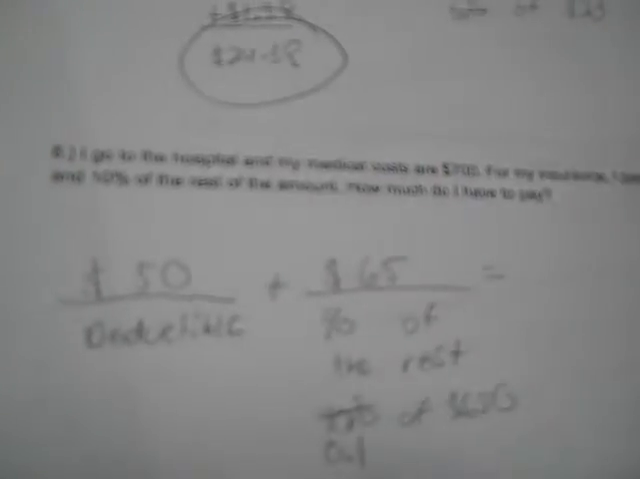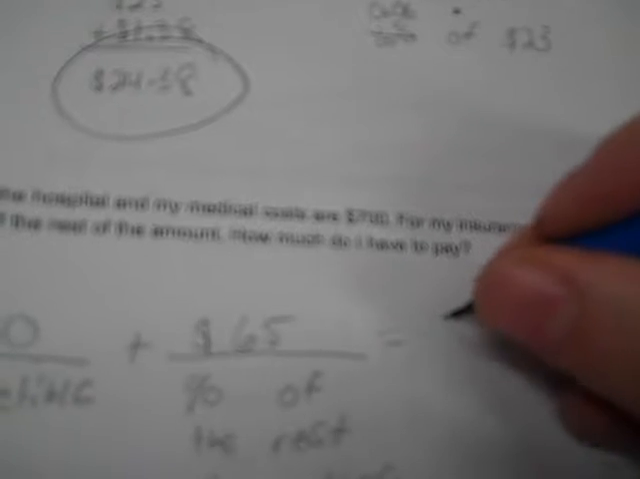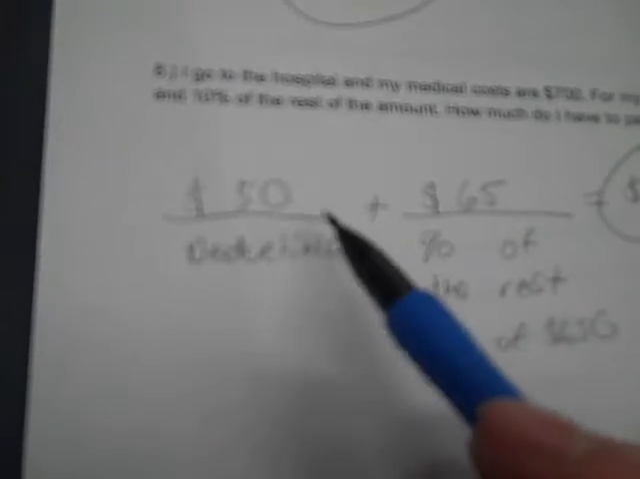Okay, now I just add. So 50 plus 65 is $115. So again, health insurance, deductible plus percent of the rest. Deductible's there for you. Percent, you have 10%, but to find the rest, you got to take your 700 and minus your deductible. Okay, number 7.